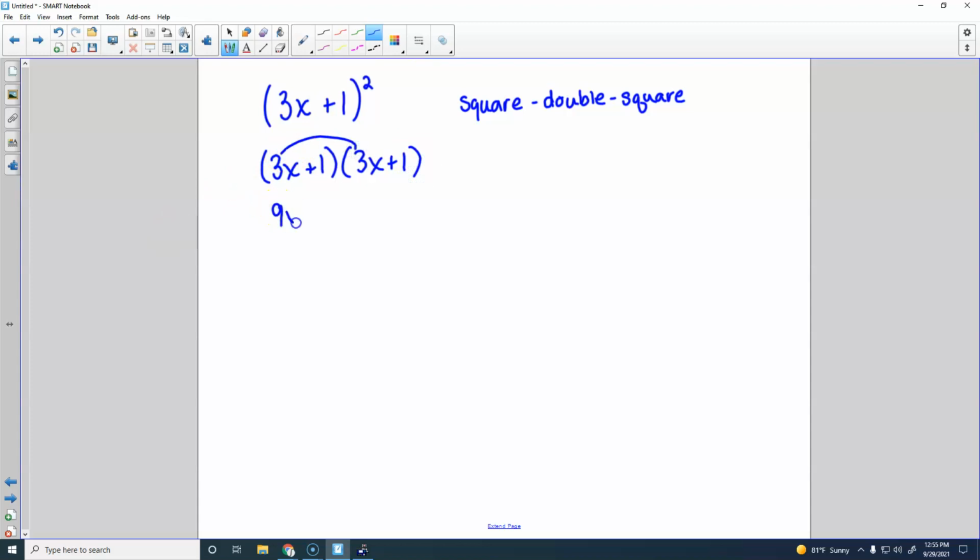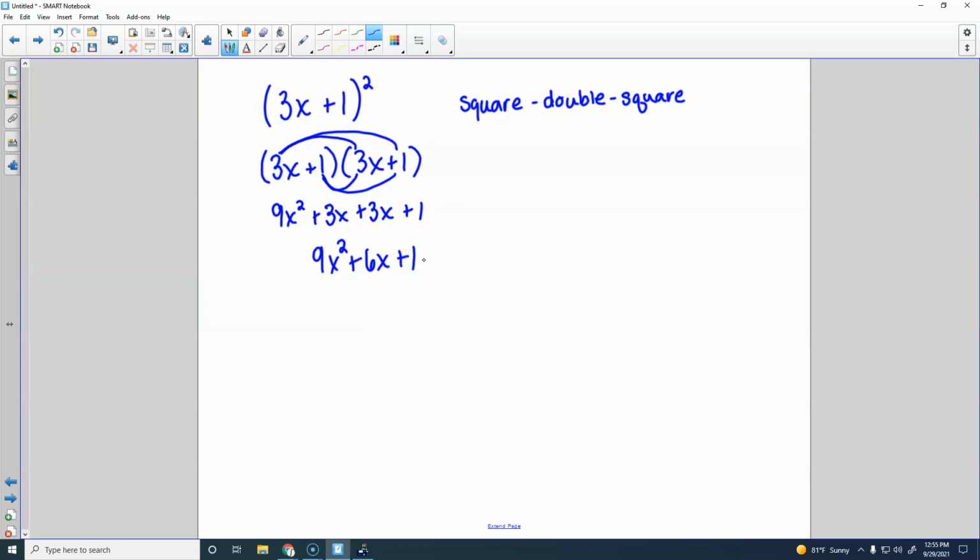3x times 3x is 9x squared. 3x times 1 is 3x. 1 times 3x is 3x. And 1 times 1 is 1. And so that would be 9x squared plus 6x plus 1. So that is one way to work that out.